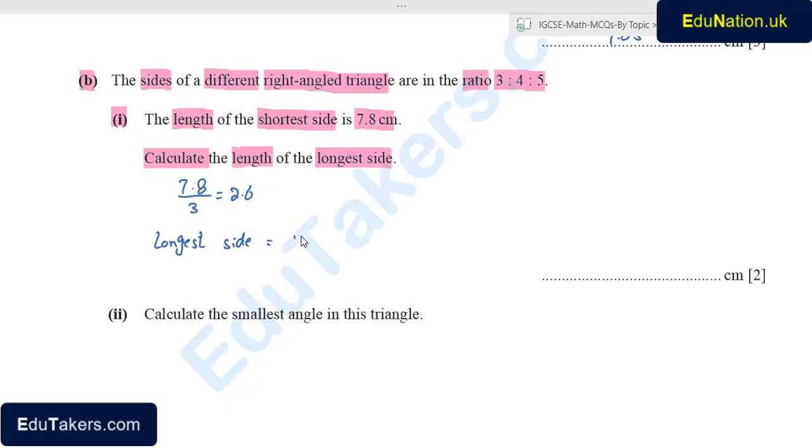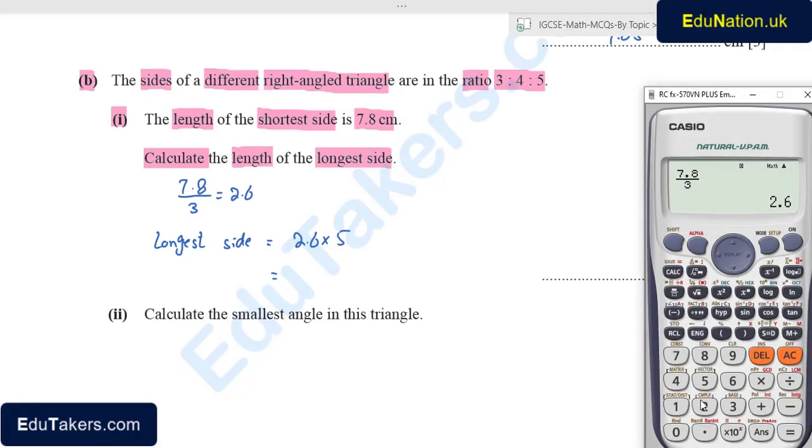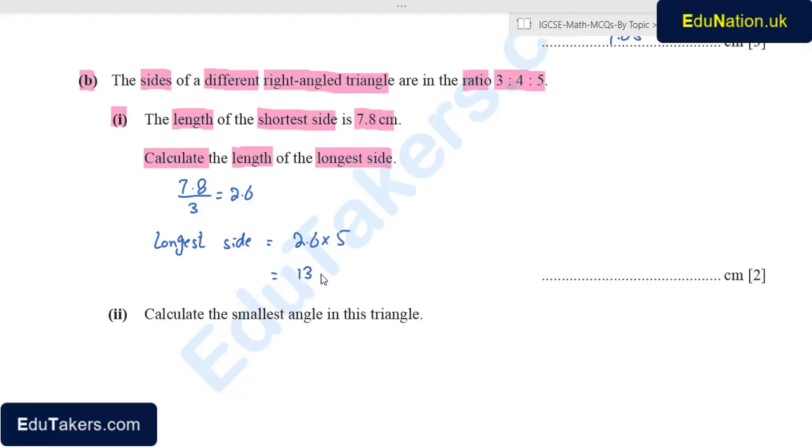This will be equal to 2.6 times the greatest ratio, which is 5. 2.6 times 5 equals 13. So the length of the longest side is 13 centimeters. It's part 2. Calculate the smallest angle in this triangle.